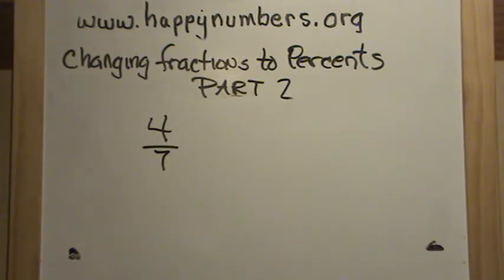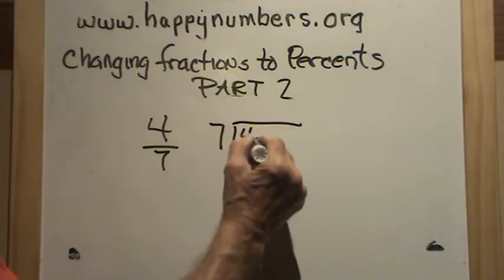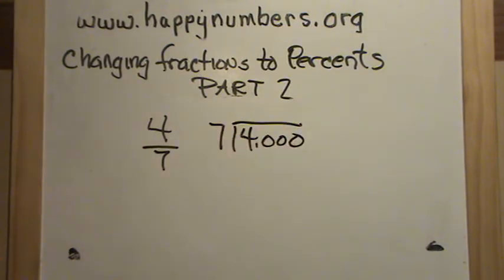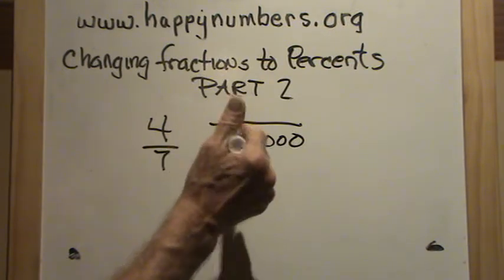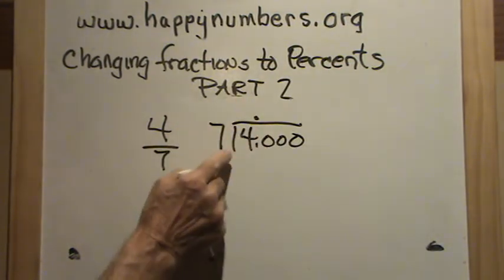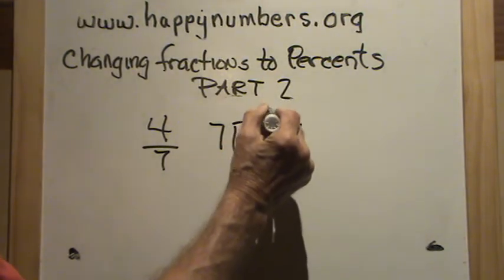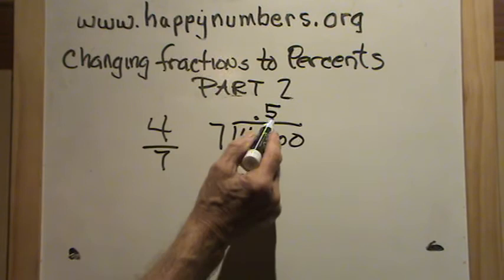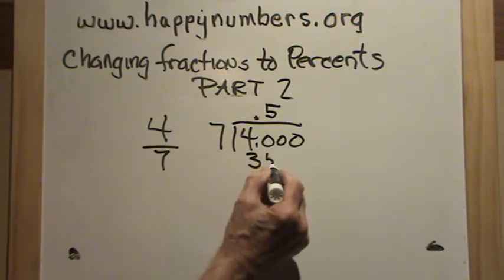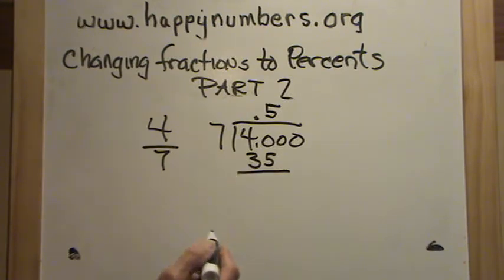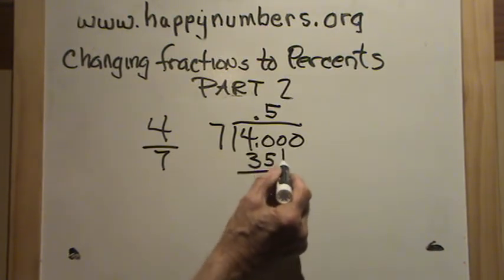4/7, we'll use the division method, so we're going to divide 7 into 4. 7 cannot go into 4 because 7 is larger than 4. Let me put my decimal point here. But 7 can go into 40. 7 can go into 40 5 times. 5 times 7 is 35. 40 take away 35 will give me 5. Bring down a 0.